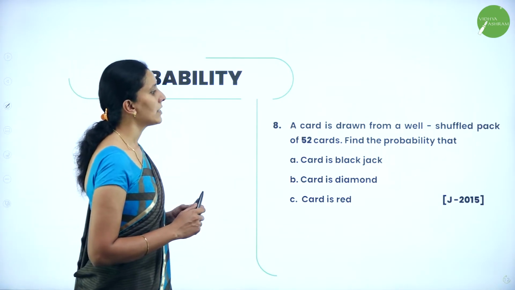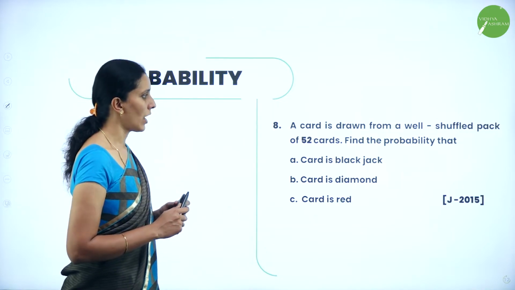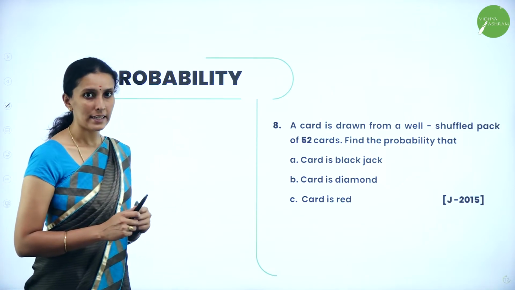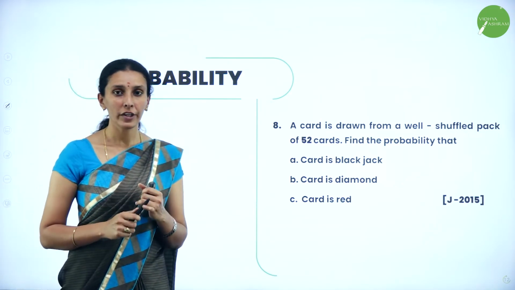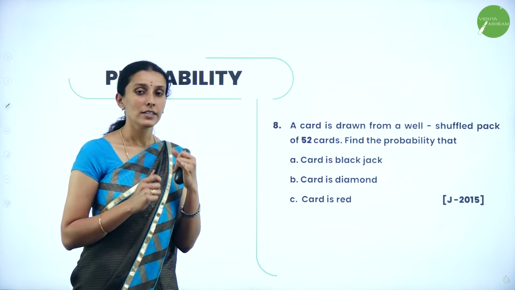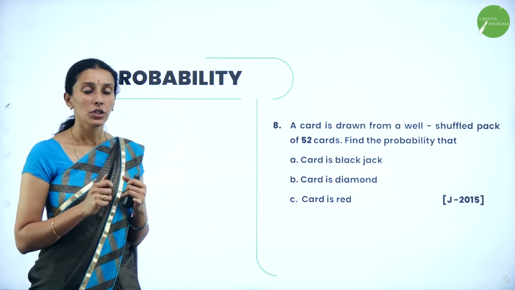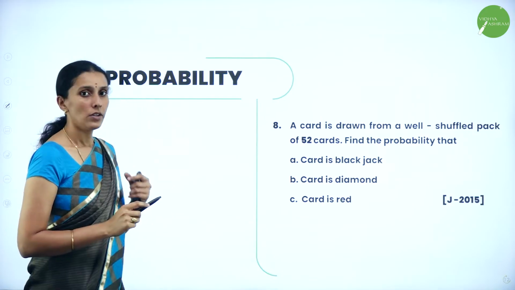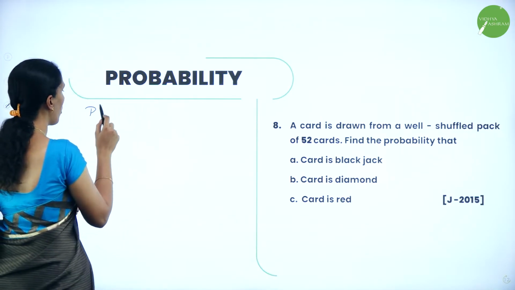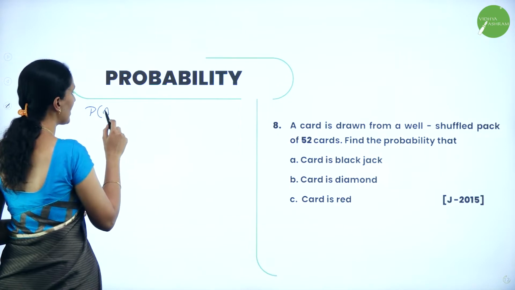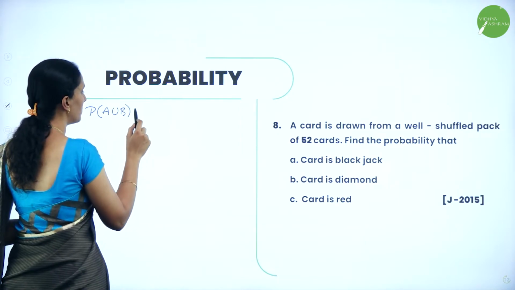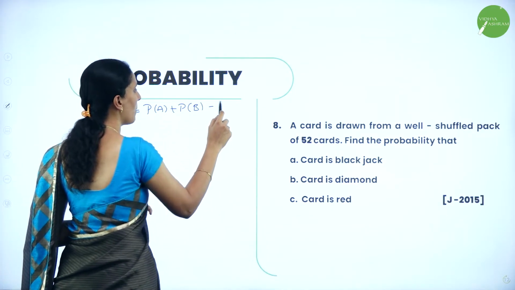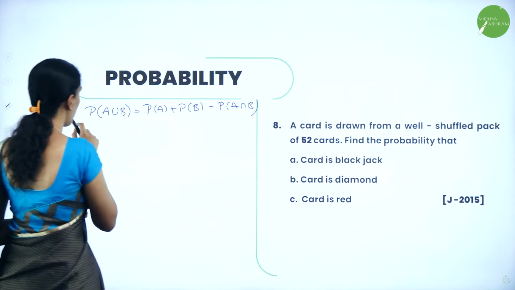Next question. A card is drawn from a well-shuffled pack of 52 cards. Find the probability that card is black jack, card is diamond, card is red. So now we need to find out card is black or jack. So how many black cards we have? We have 26 black cards. How many jack cards we have? We have 4 jack cards. So now we need to find out probability of black or jack. So let me take black as A and jack as B. That is probability of A plus probability of B minus probability of A intersection B.